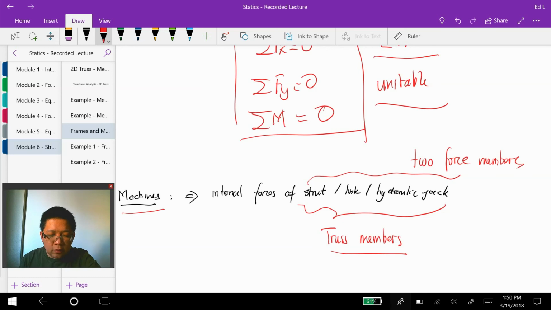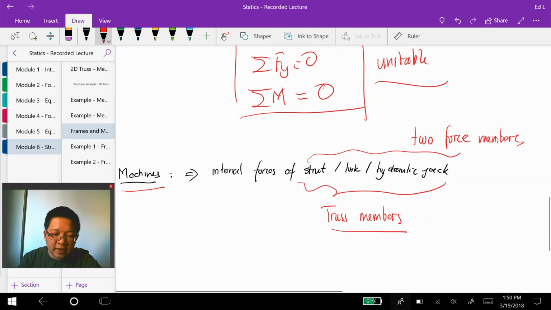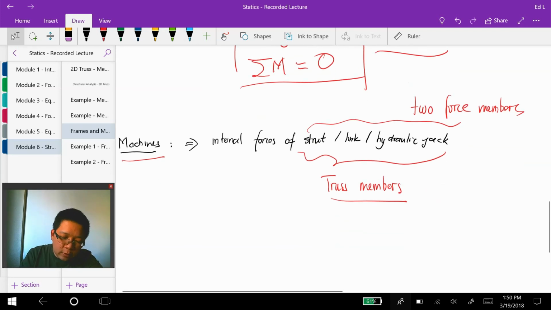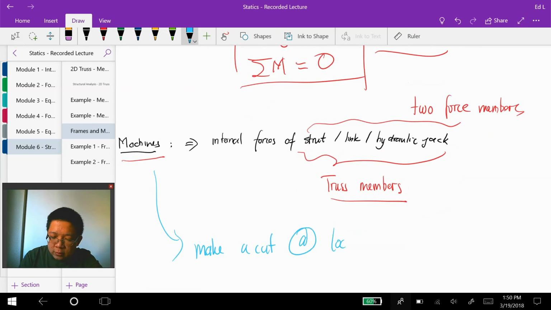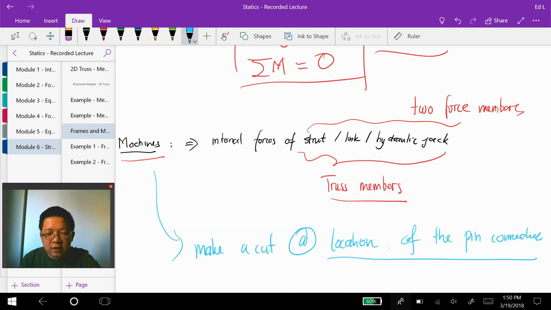A very useful tip, I guess, when you solve problems related to machines is to make a cut at the location of the pin connections. And I guess it will be much clearer once we solve some example problems related to these topics.